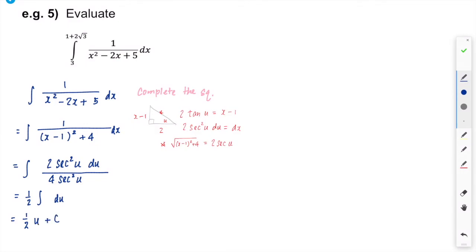And then using the first line here, tan u would be x minus 1 over 2, which means that u is arctan of x minus 1 over 2, plus c. This result will allow us to evaluate the actual definite integral.